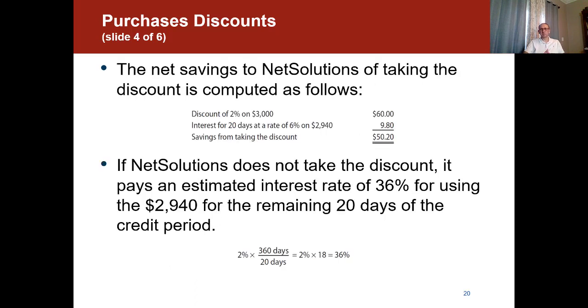So let's see the net savings in this case. The net savings to Net Solutions of taking the discount is computed as follows. The discount of 2% on the $3,000 is $60.